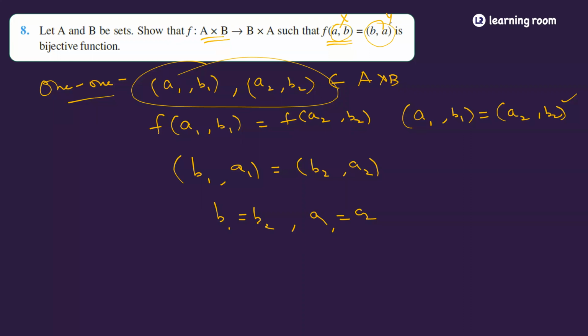So what are you saying? For all the inputs that come from A cross B, we have the elements which belong to B cross A. Or I can put it the other way also: for every element that belongs to B cross A, there is a pre-image existing in A cross B, because here it is directly understood that f of x is equal to y, because the numbers are just swapped. Are you able to understand? Hence, it is an onto function also.